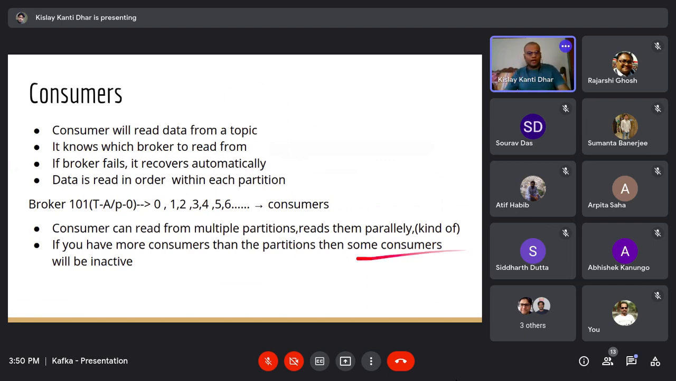And if you have more consumers than partitions, then some consumers will be inactive. What does this line mean? Let me show you. Suppose there are four brokers and six consumers in a group. If four consumers are reading from the four brokers, those two will be silent. They won't do anything because they know it's already sufficient. Why waste energy? So they will stay silent. Okay, this one is clear.